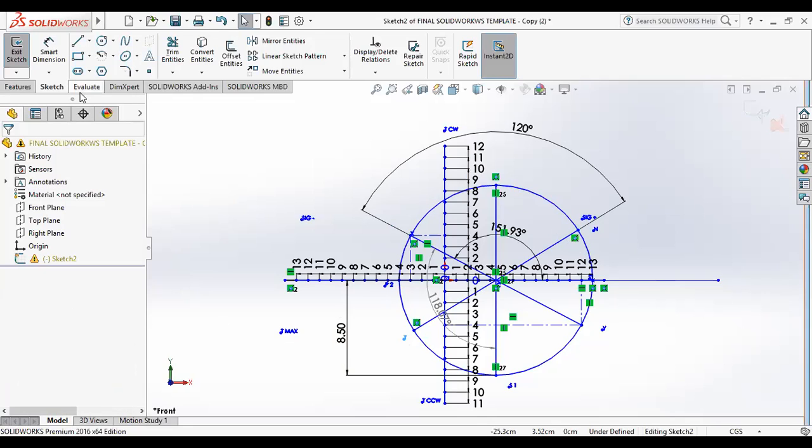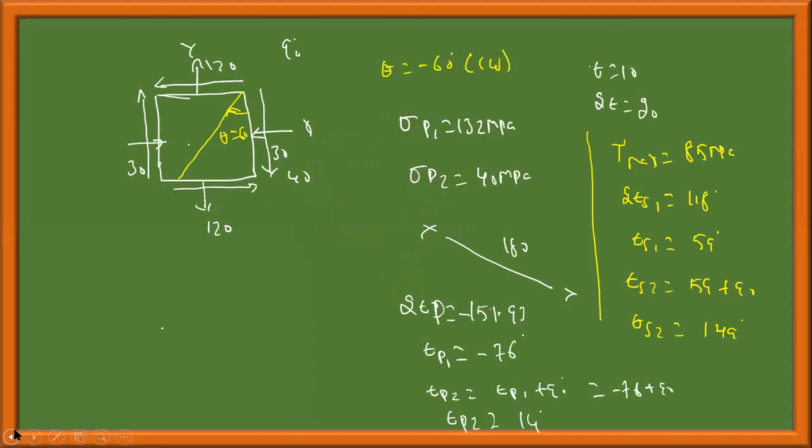Now, in order to measure this, what I have done is I've calculated theta S1, theta S2, tau max, tau minimum is plus or minus that, theta P1, theta P2, sigma P1, sigma P2. There is a plane in which I should get sigma normal, which is equal to sigma x dash and tau dash, and then sigma t, which is equal to sigma y dash and tau dash. Let me write it.